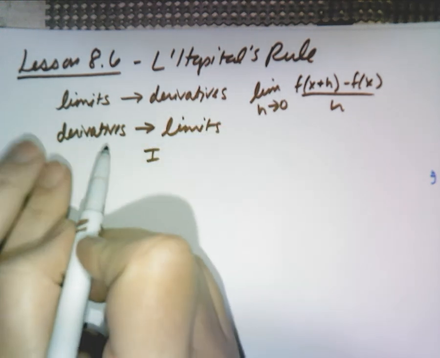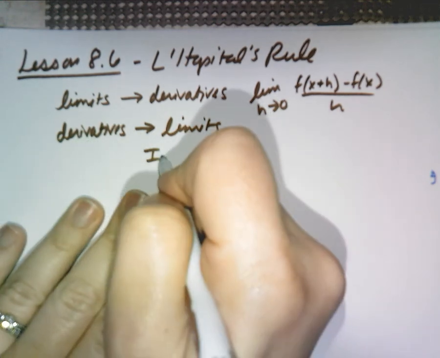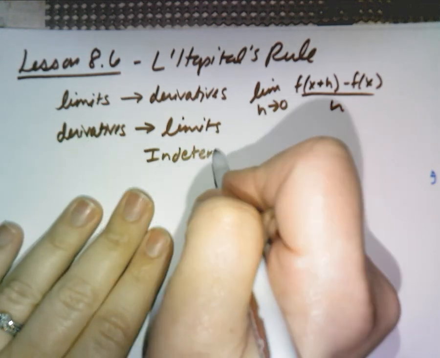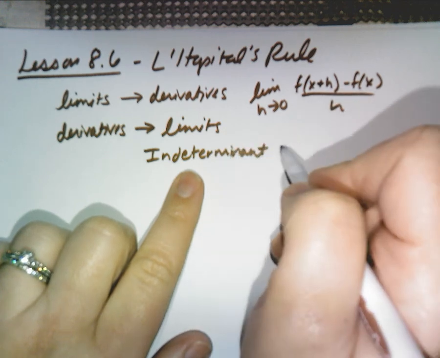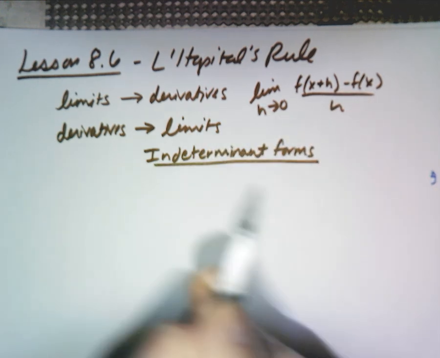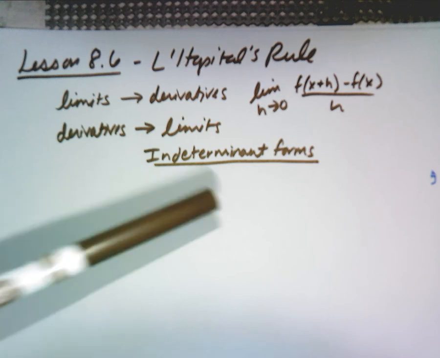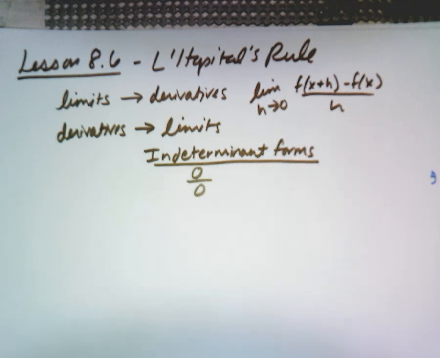So we really use derivatives to help us with limits with what are known as indeterminate forms. Indeterminate. I have to sound this out because I'm a terrible speller. Forms. Here's some of your indeterminate forms, your famous ones, especially these few ones we're going to use today. 0 over 0 is an indeterminate form.